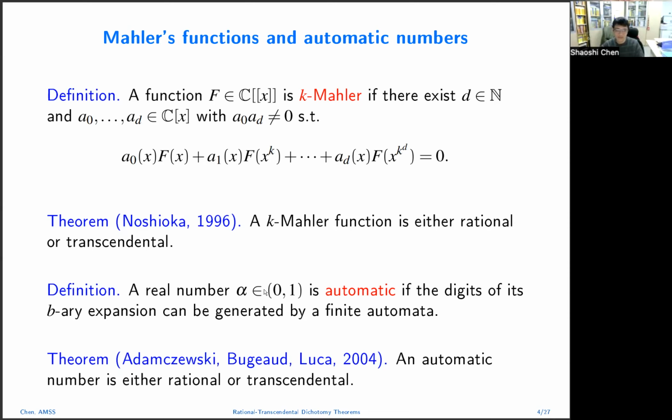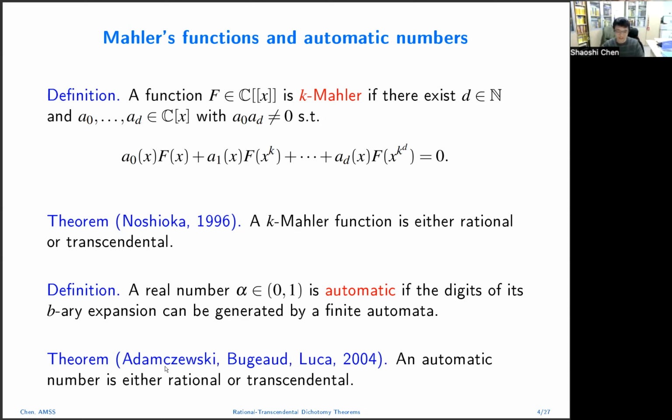Also there is a number-theoretic analog of this dichotomy theorem, which is for automatic numbers. Automatic numbers are actually very close to Mahler functions. For any real number, you can expand it in binary or base b, where b is the base, usually we take a ternary expansion, and you look at each digit. If all those digits can be generated by a finite automaton, which means there is a machine that can produce each digit of this number, then we call it an automatic number.